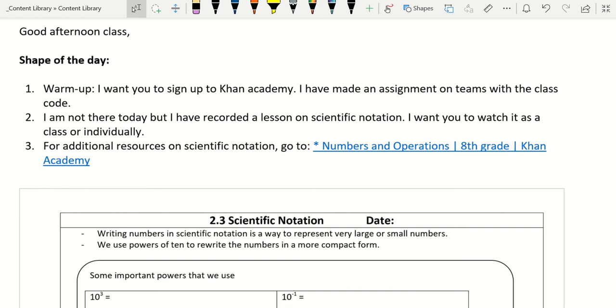So today, our shape of the day looks like this. First, your warm-up. I want you to go to Khan Academy. I've made an assignment on Teams with a class code.